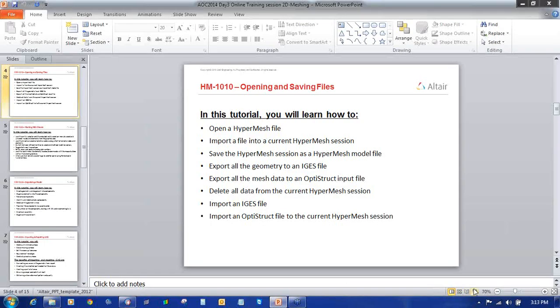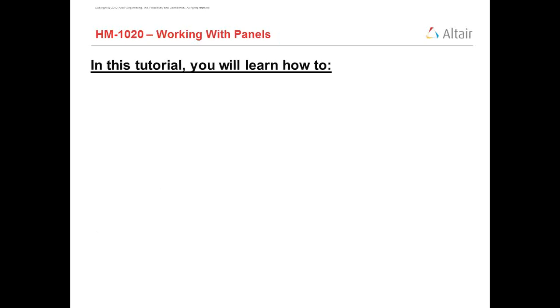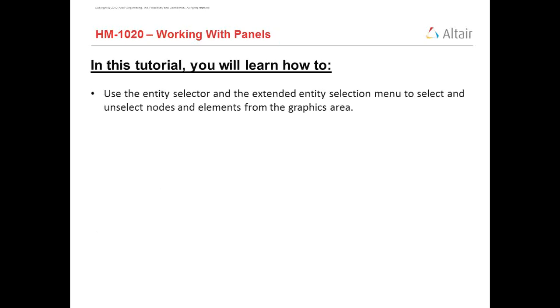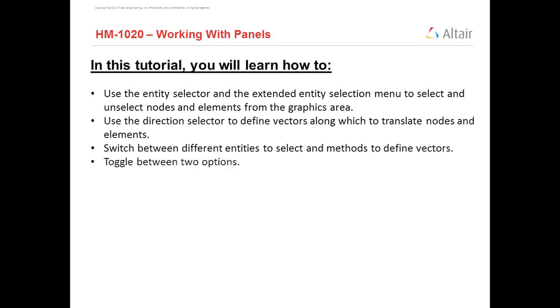Now we will move to the next tutorial, that is working with panels. In this tutorial we are going to see how to use the entity selector and the extended entity selection menu to select and unselect nodes and elements from the graphic area. Then use the direction selector to define vectors along which to translate nodes and elements. Switch between different entities to select and methods to define vectors. Toggle between two options, how to do that.